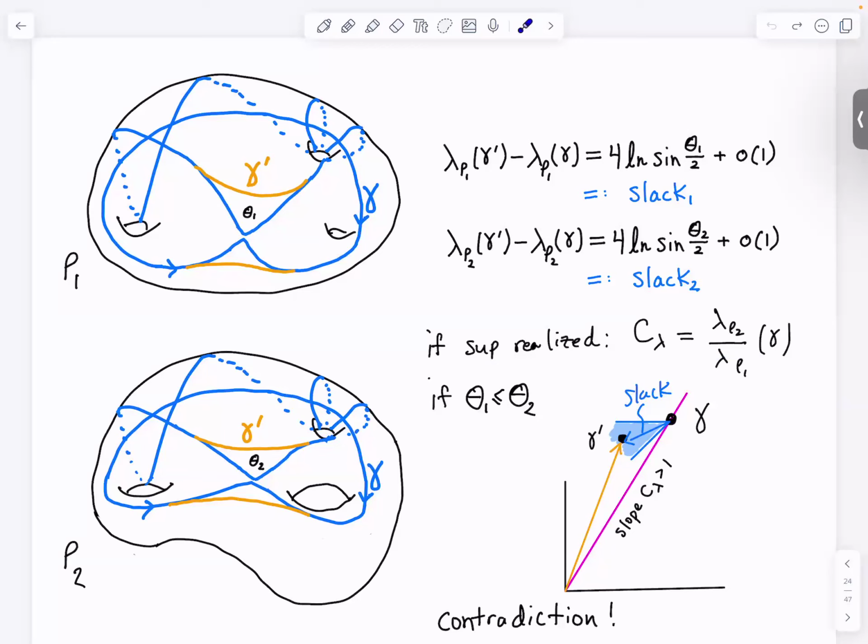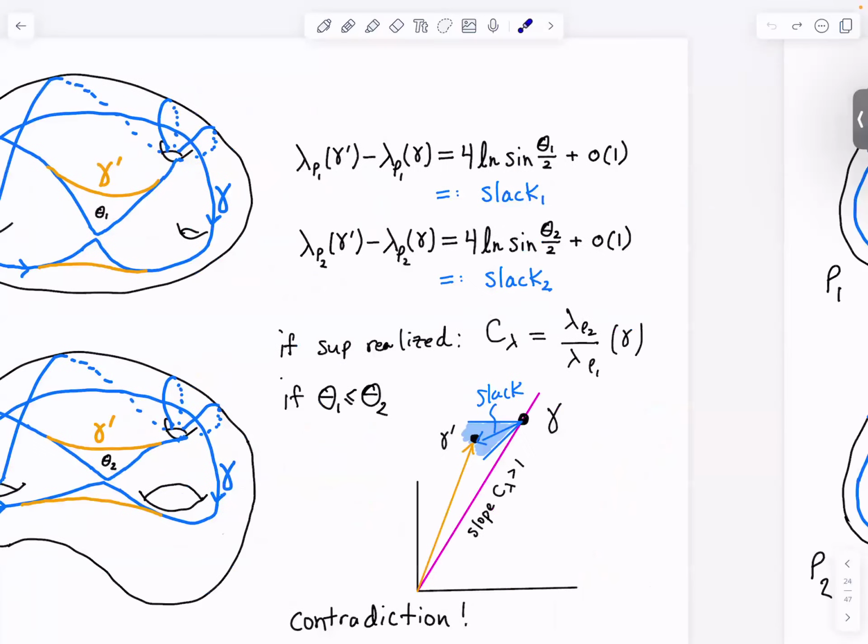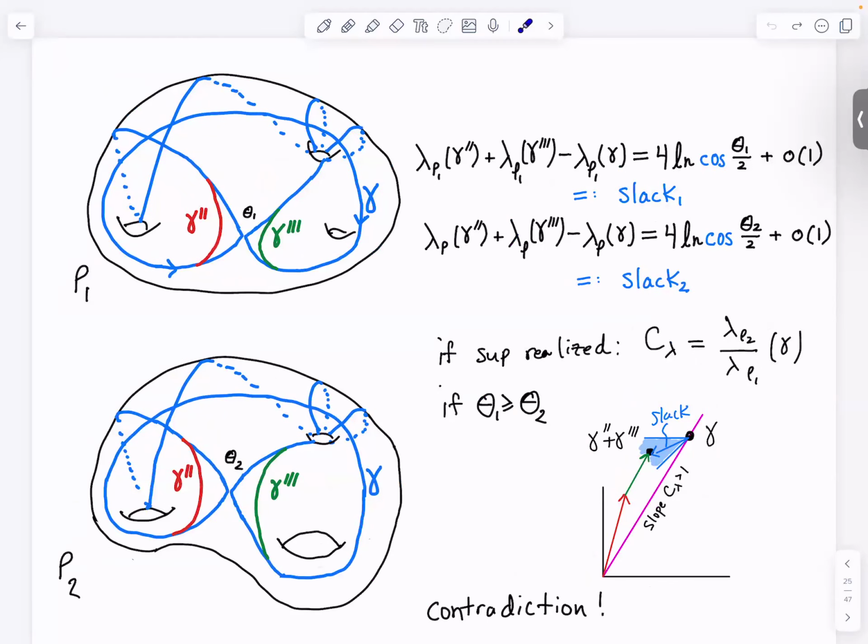Okay, you might say, well, okay, but what if theta 1 is not less than or equal to theta 2? And of course, there's another case, as was suggested already. In fact, if theta 1 is bigger than or equal to theta 2, we're going to do the other possible resolution. We're going to cut this crossing like this.